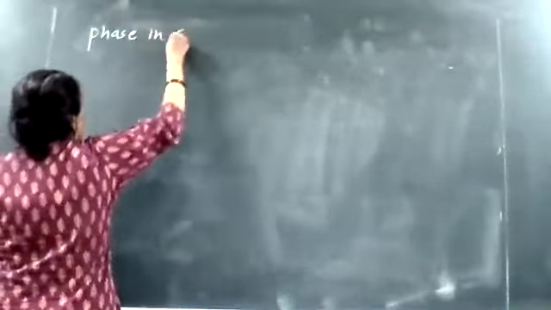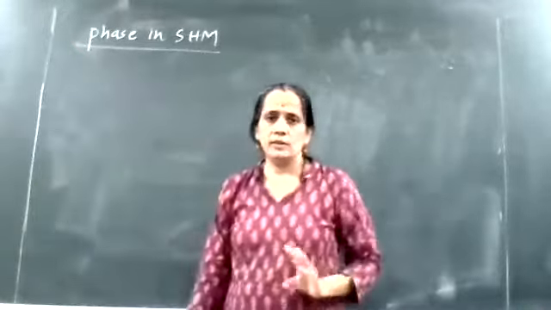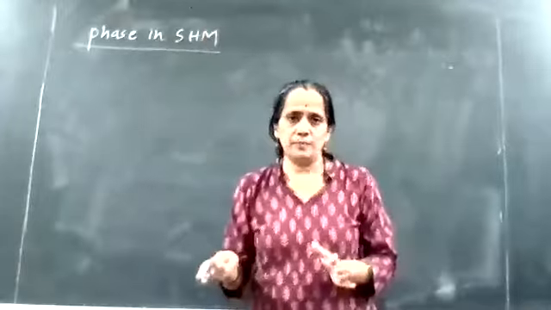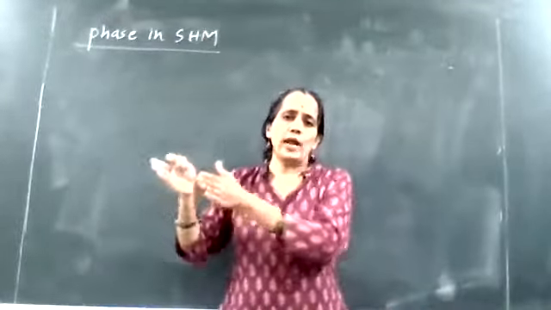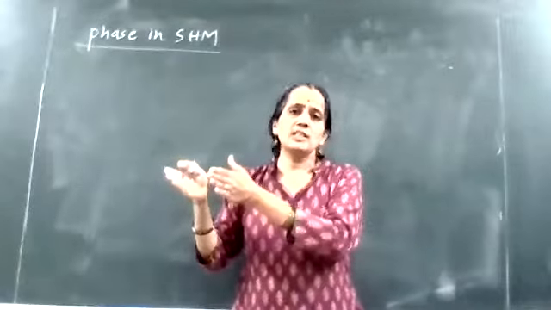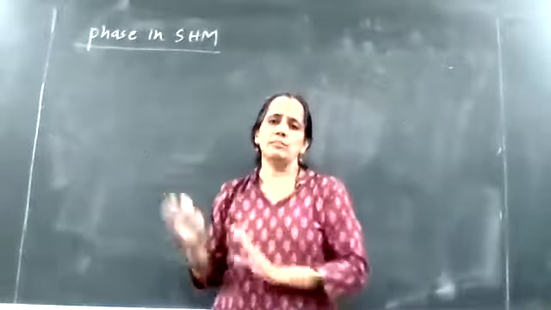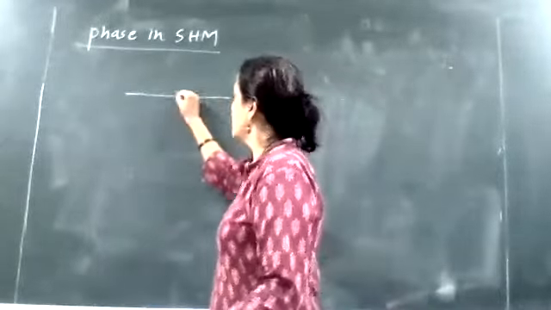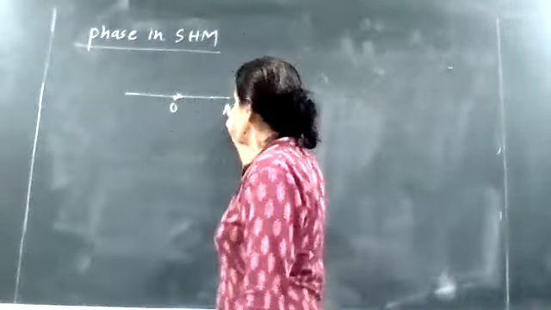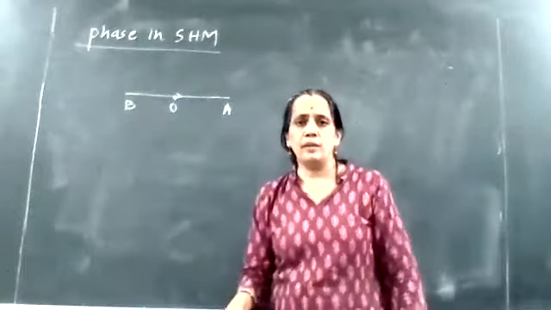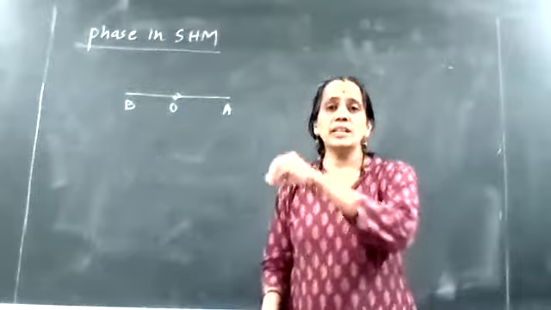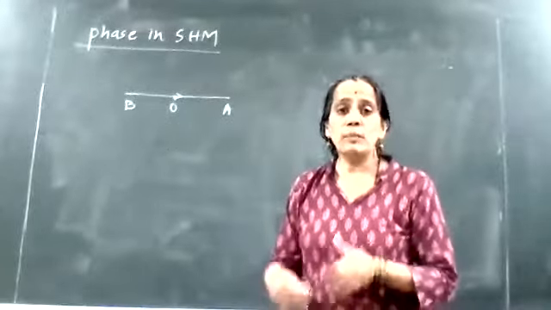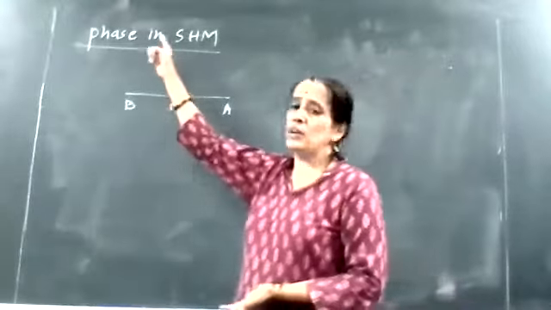Okay, fine. Now we will switch over to your next topic, that is phase in SHM. What is the meaning of this phase as a word? When a particle is performing SHM, what does SHM mean? The particle is moving to and fro along a straight line, and this motion gets repeated after a certain interval of time. When the particle is performing to and fro motion about its mean position, at any time instant, where that particle is located will be given by a certain angle. That angle is called the phase.